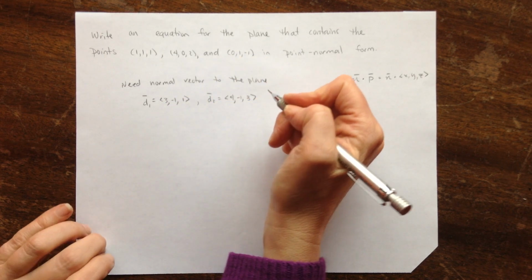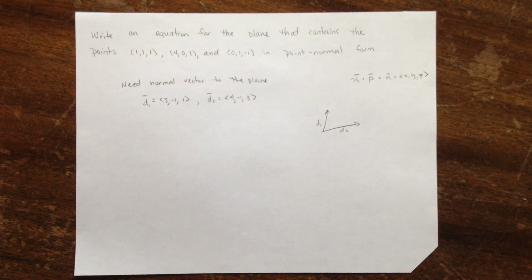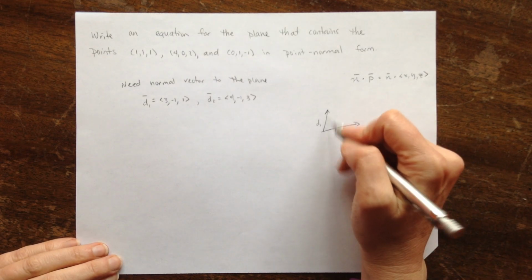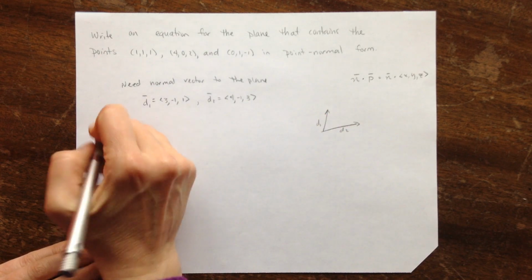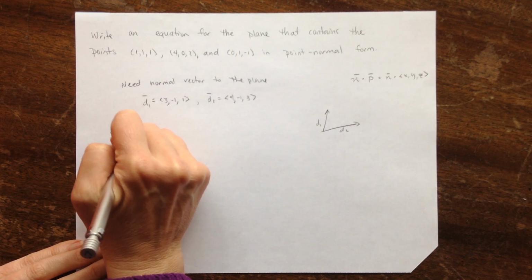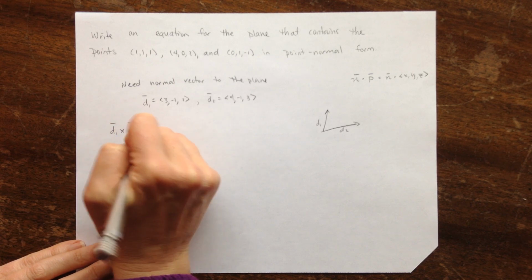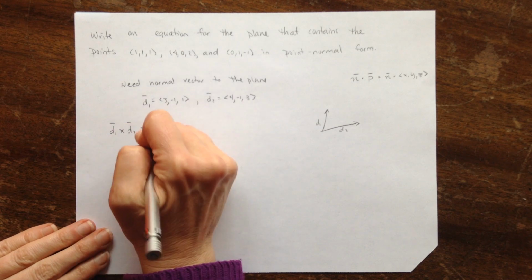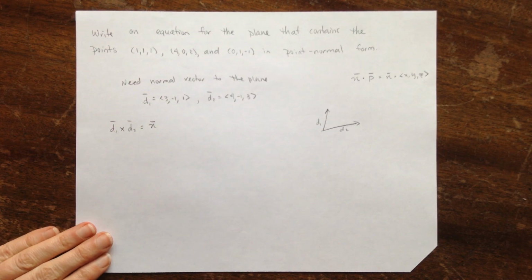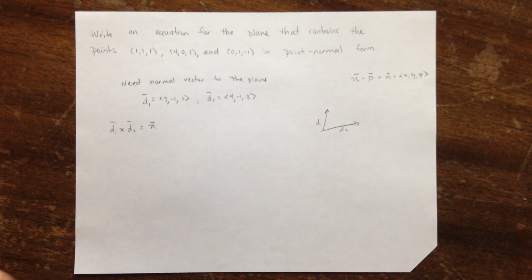is 3. So I have my plane, and here's my one direction vector, my other direction vector. If I compute the cross product of these two things, d1 cross d2 is going to be equal to the normal vector. A normal vector. There are actually two. There's one coming up and one going down. It doesn't matter which one you use. So I want to find the cross product there.